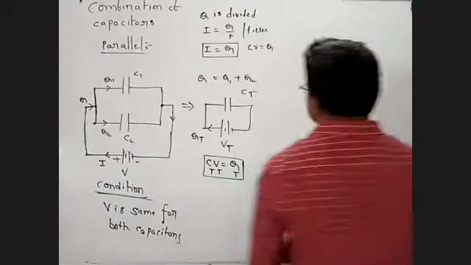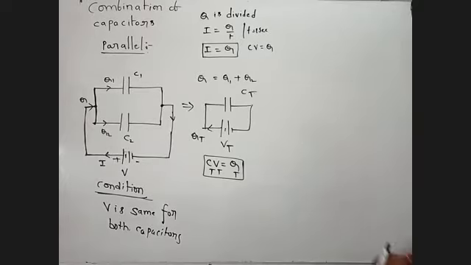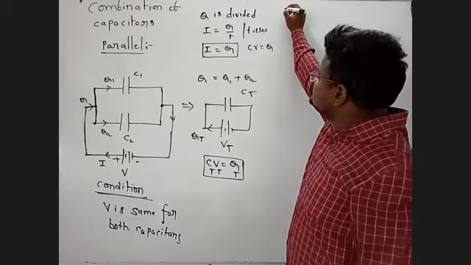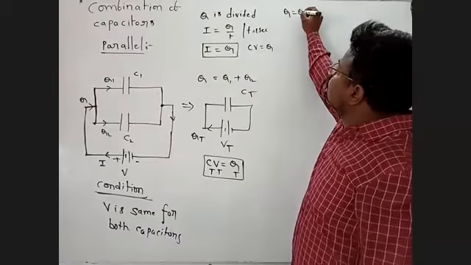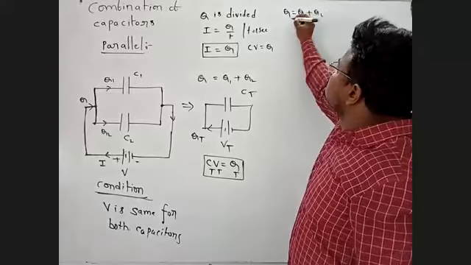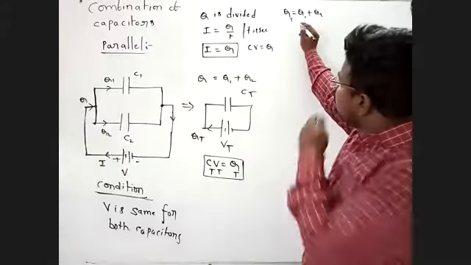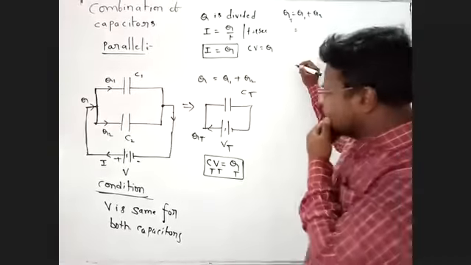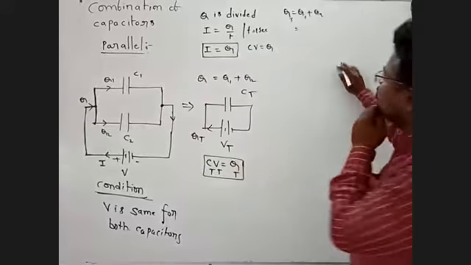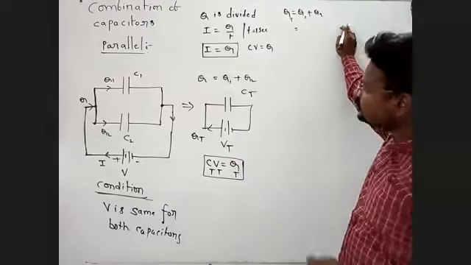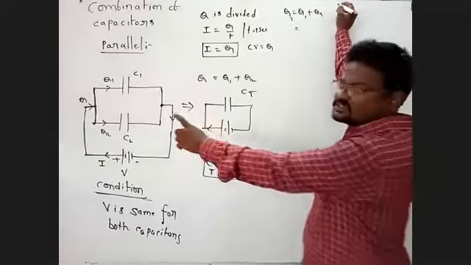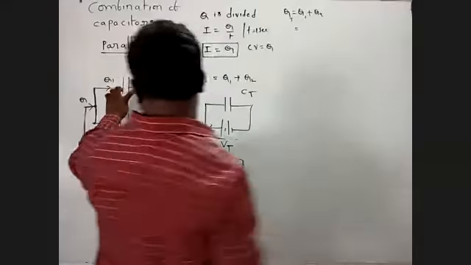Okay, come to the point. Here Q is equal to Q1 plus Q2. This is Q total. So what is Q1? Q1 means the general formula for the charge across C1.